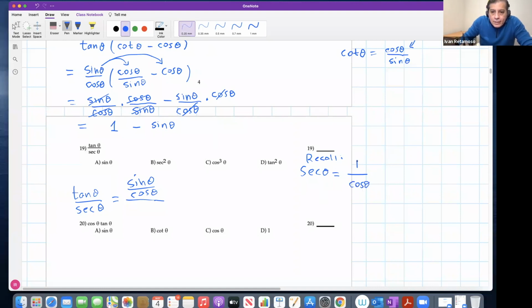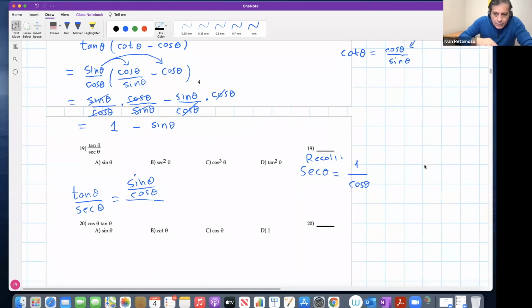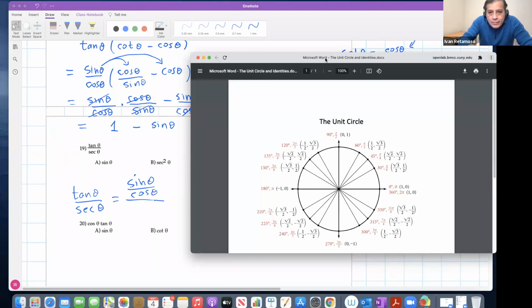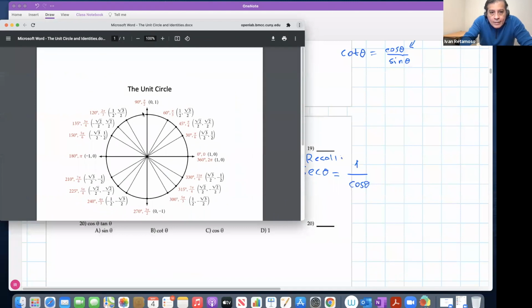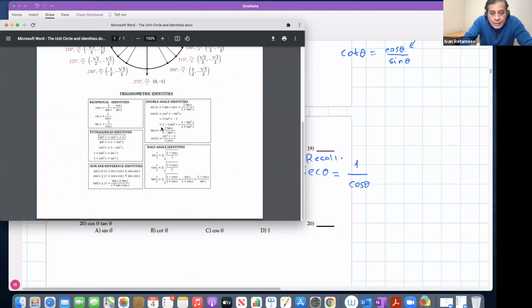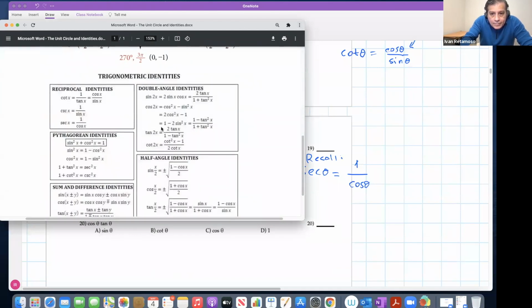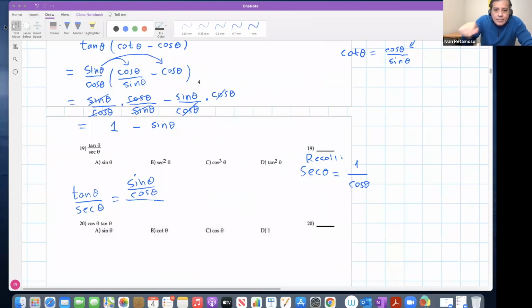Now guys, if you have difficulties recalling these facts, I would strongly recommend you to have this printed out when you take your exam or when you do your homework. Look at these: the one that I wrote, secant, 1 over cosine, is here. Cotangent, cosine over sine. It gives you a lot of information, right? That is what we're using. Okay, great. All right, 1 over cosine.